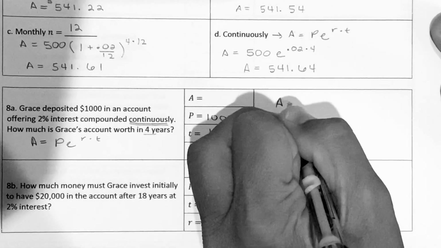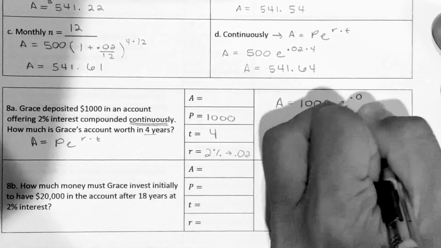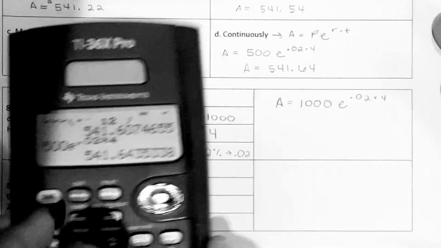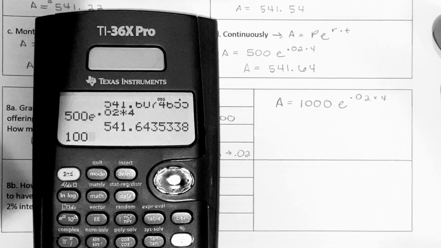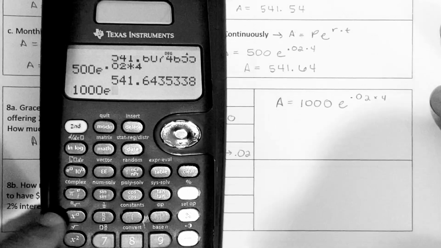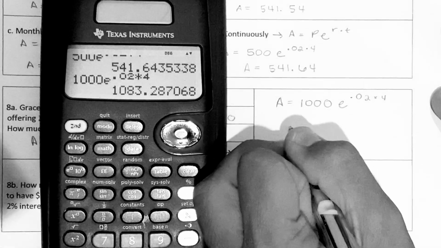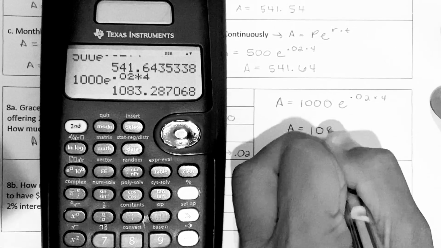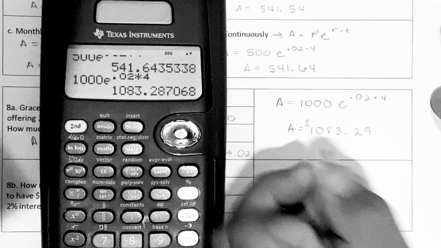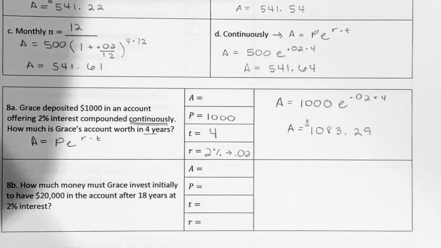So A equals 1,000 E raised to the 0.02 times 4. So we have 1,000. Using that E button, which is where pi is, I just have to hit it twice. Raised to the 0.02 times 4. A equals $1,083.29. So as you can see, the more money you have, the more money you're gonna make.